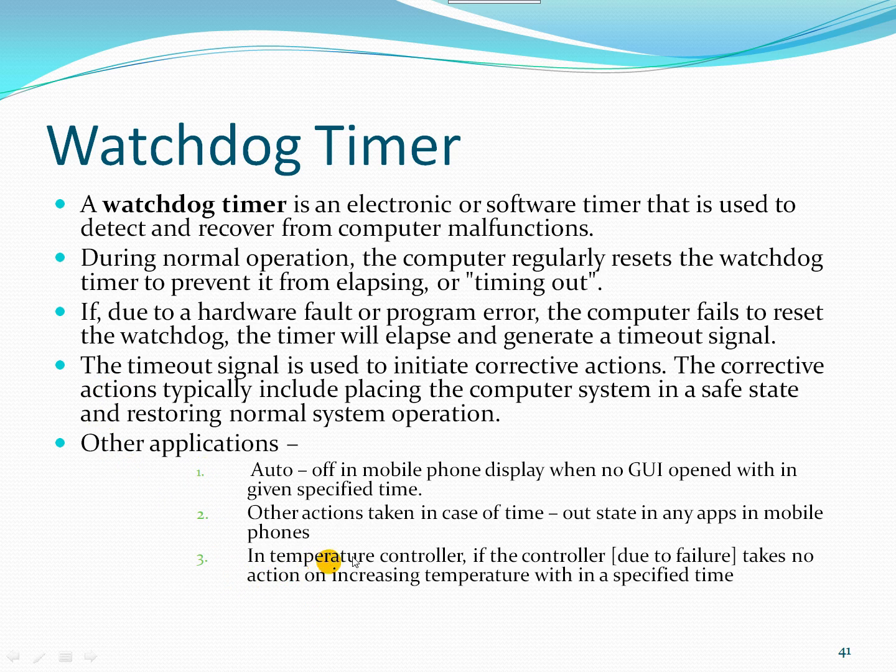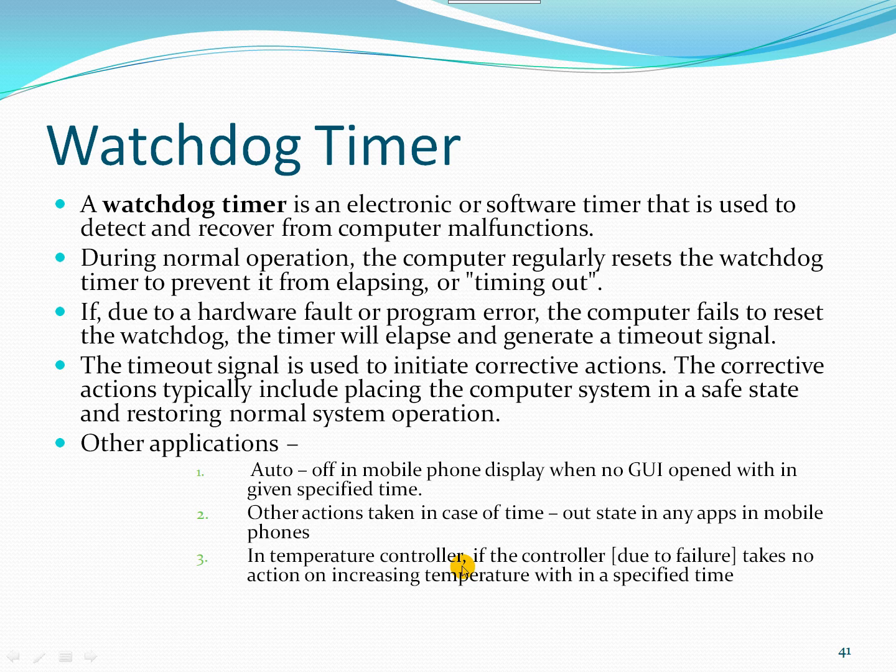And the third application can be in temperature control. If that particular controller is in failure mode, and doesn't take any action upon the temperature increasing beyond a certain value for a given specific time, the watchdog timer will be watching the increasing temperature. If the controller is not in a mode to take control of that situation, then that particular watchdog timer may be given privilege mode.